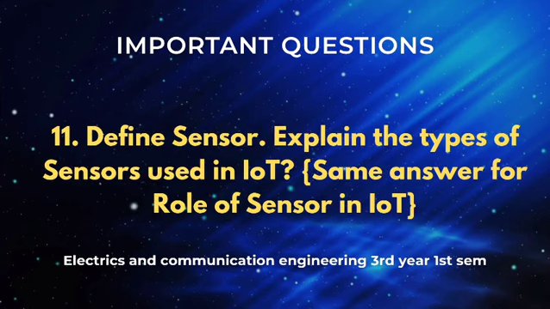Last 11th question is define sensor. Explain types of sensors used in IoT. So you need to draw a small diagram for sensor. The input is given to the sensor, then to the transducer, and the output of the transducer is the output of the sensor. So you need to draw that small block diagram and explain the types of sensors.